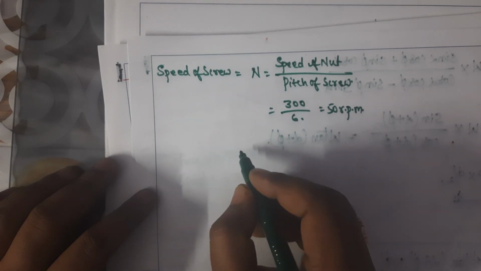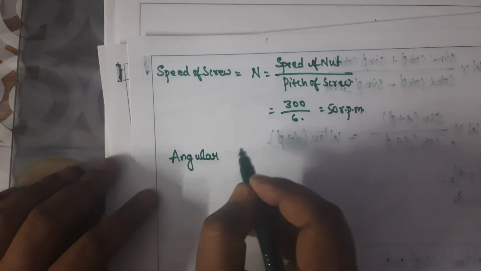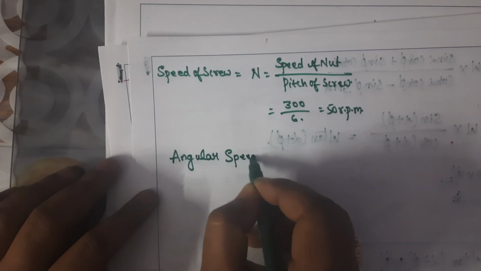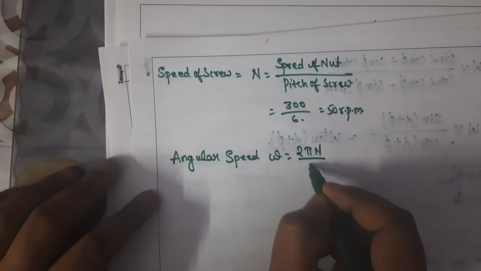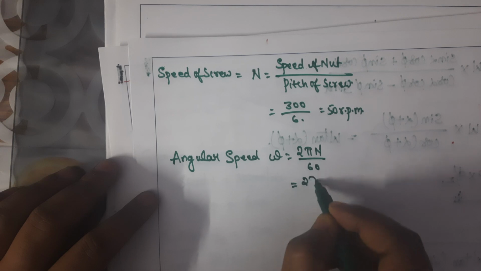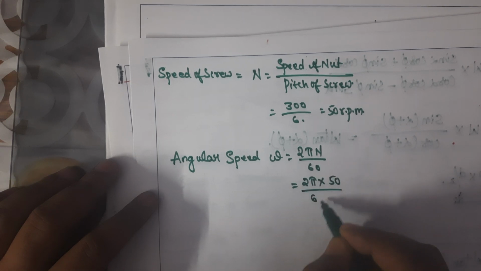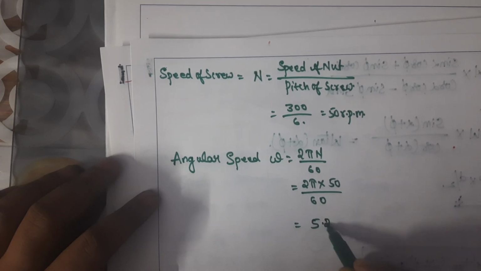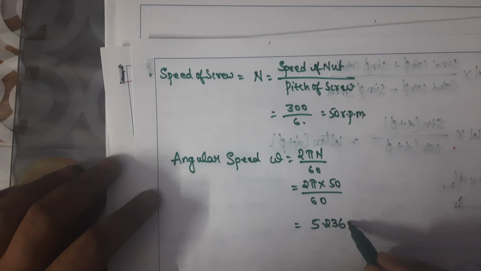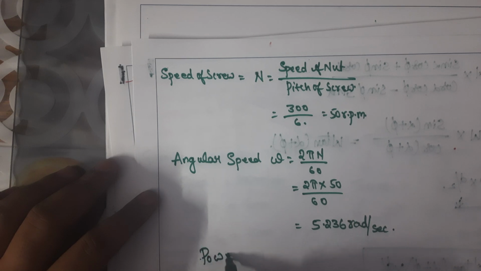Later we have to calculate the angular speed. So the angular speed omega is equal to 2 pi n by 60, that is 2 pi into 50 by 60. So we will be getting around 5.236 radians per second.